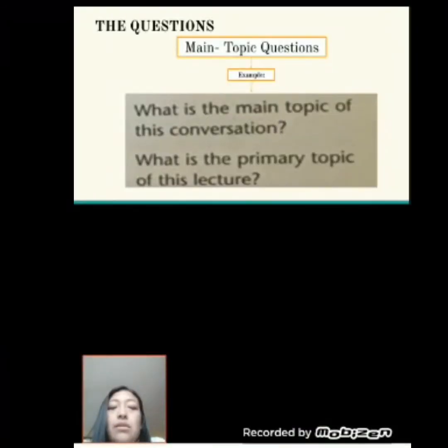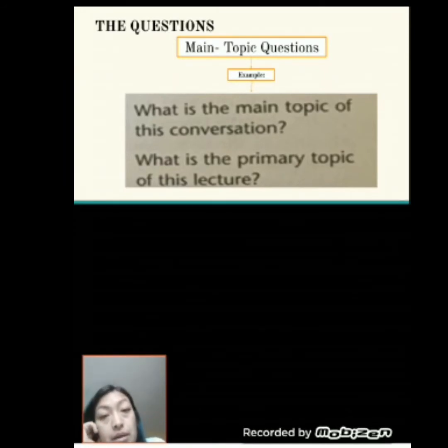The questions. The kinds of questions that are typically asked about the conversations and the lectures. Here are the standard multiple choice listening questions. The first type is main topic questions. This asks you what subject the conversation or lecture is generally about. The probable number per test for this is from 1 to 2. You can see the next example. What is the main topic of this conversation?